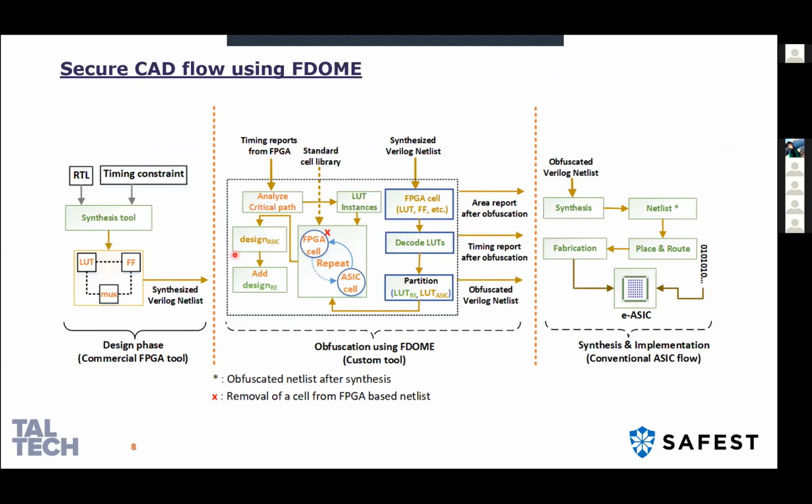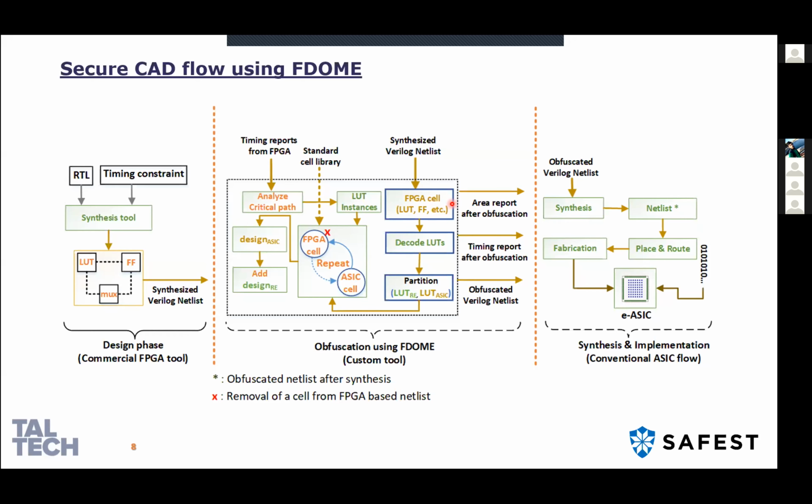In the second phase, the parser of FDOM reads the timing report and the synthesized netlist. Besides this, it also needs information from the standard cell library and the design target criteria. It starts by analyzing the critical path, and it extracts all the lookup tables, their instances and their delays. On the other hand, the parser also reads the netlist.